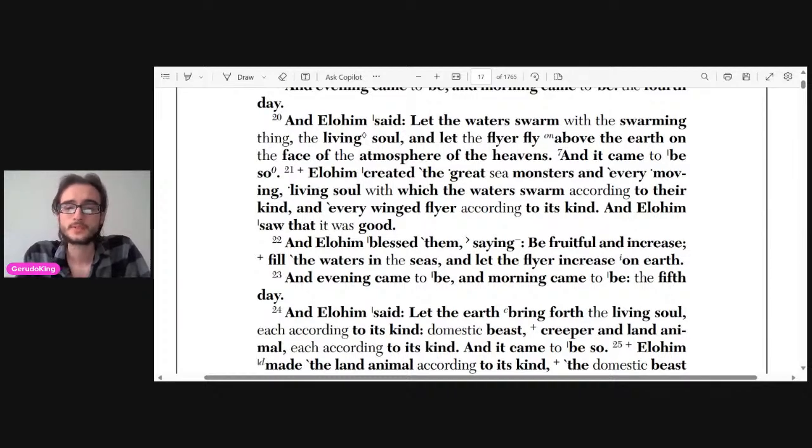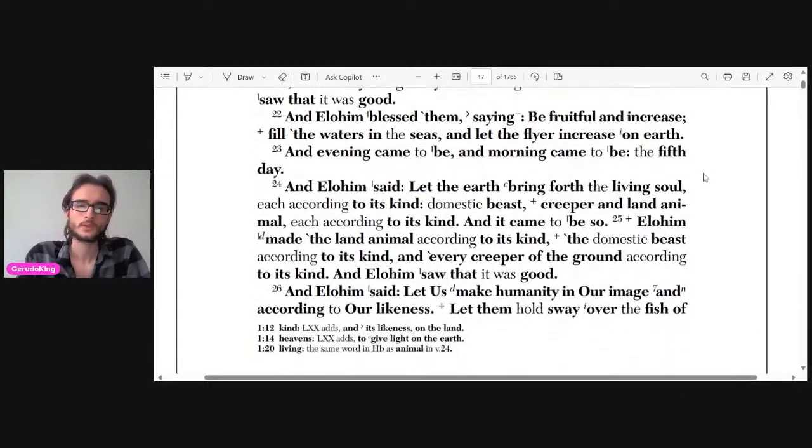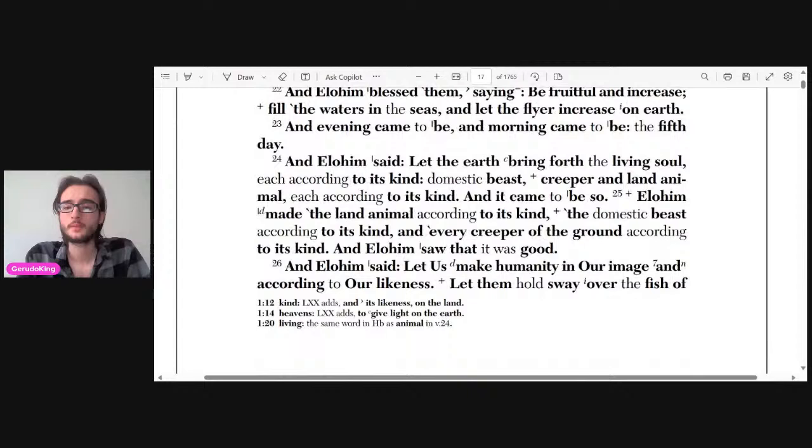And Elohim blessed them, saying, Be fruitful and increase. Fill the waters in the seas, and let the flyer increase on earth. And evening came to be, and morning came to be, the 5th day.